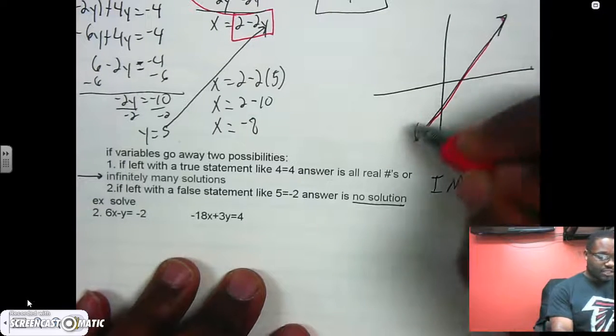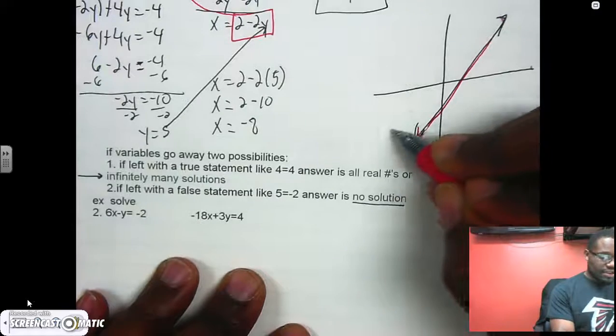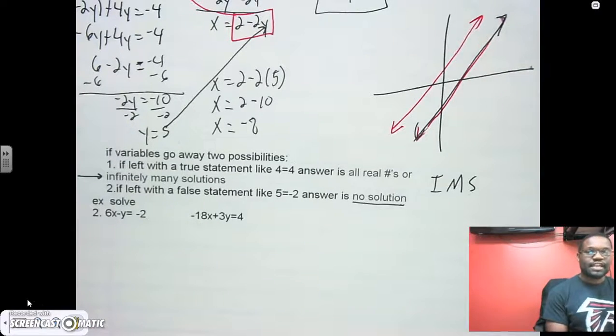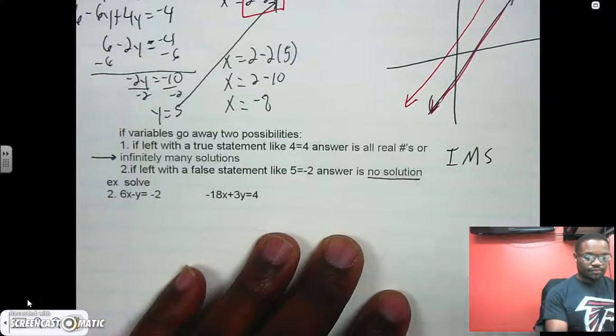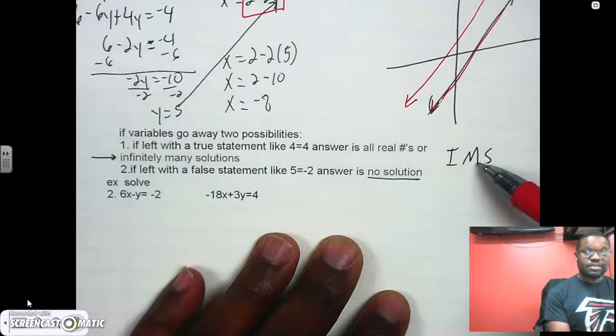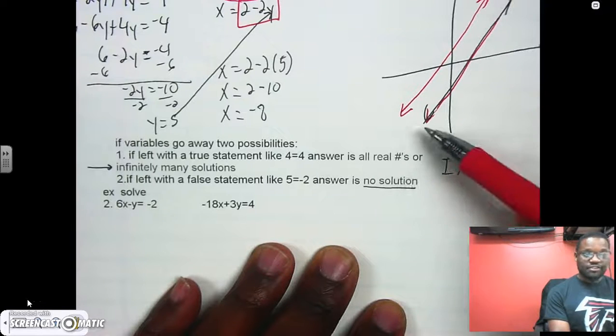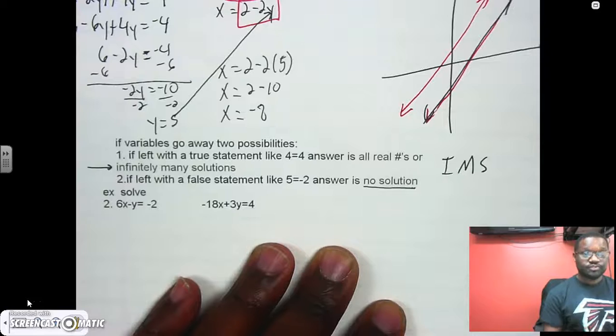No solution means that you got a line like this one here, and you got another line that runs parallel with it, but they never intersect. Remember, a solution is the point where they intersect. If they're parallel, they never intersect, so there is no solution. Remember, the answer is a point or a reason why you don't have a point. So I don't have a point if it's infinitely many because it's infinitely many. I don't have a point if it's no solution because they never intersect, so there is no solution.